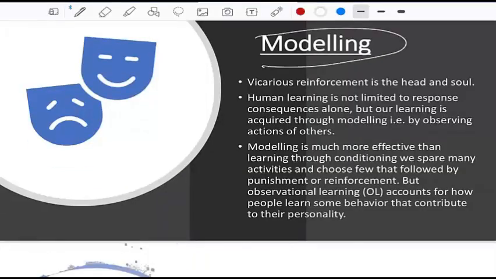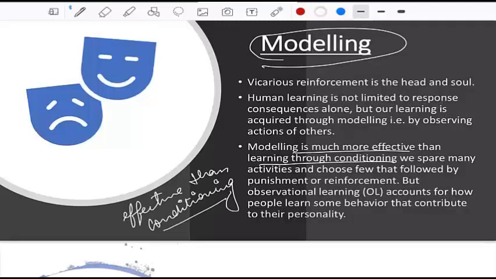Let's talk about modeling. Modeling is much more effective than learning through conditioning. Why? Because we spare many activities and choose few that are followed by punishment and reinforcement. But observational learning accounts for how people learn some behavior that contributes to their personality.